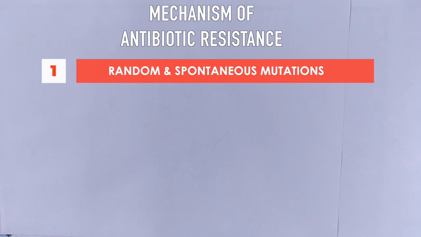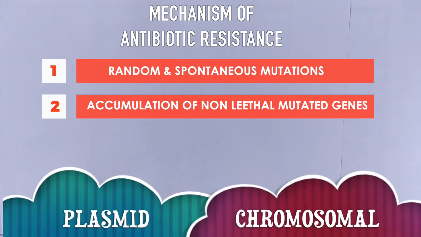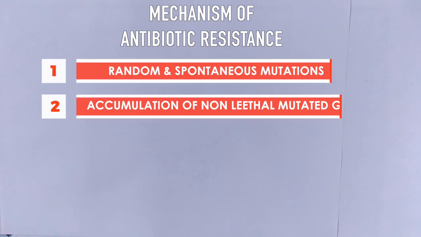After random and spontaneous mutations, we see there is an accumulation of non-lethal mutated genes in bacteria by passing the genes into the next generation over a course of time. The genes which make it resistant can be plasmid genes or chromosomal genes, depending upon the mutation. But mostly we see resistant genes are found on plasmids. So in this way we have a resistant bacteria eventually.